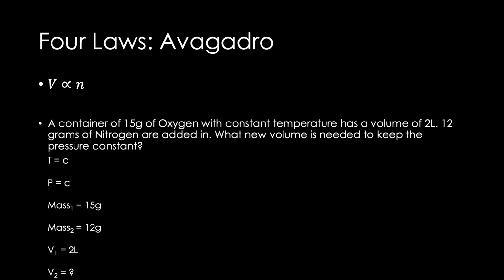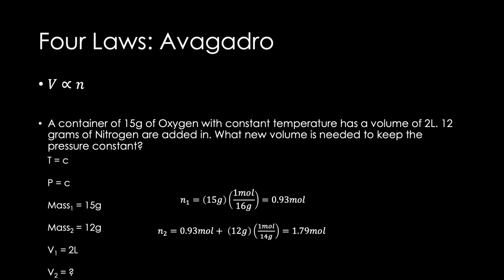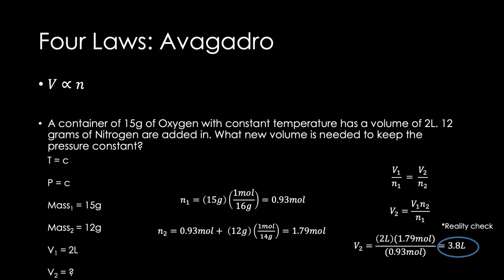First, let's convert our masses of gas to number of moles. For oxygen with a molar mass of 16 grams per mole, we get 0.93 moles. So our N1 is equal to 0.93. But our N2 is not equal to the number of moles of nitrogen. Our N2 is equal to our new total moles of gas, which is moles of oxygen plus moles of nitrogen that we add in. And therefore N2 is 1.79. Now we just plug in our values after solving for V2 and we get 3.8 liters. And now we want to check if this makes sense. We increase the amount of gas, so we should see an increase in volume, and we do.